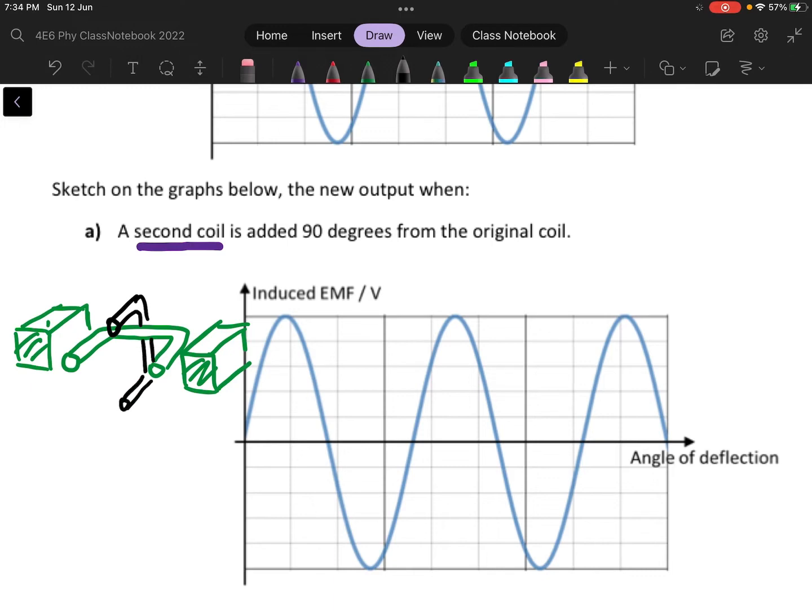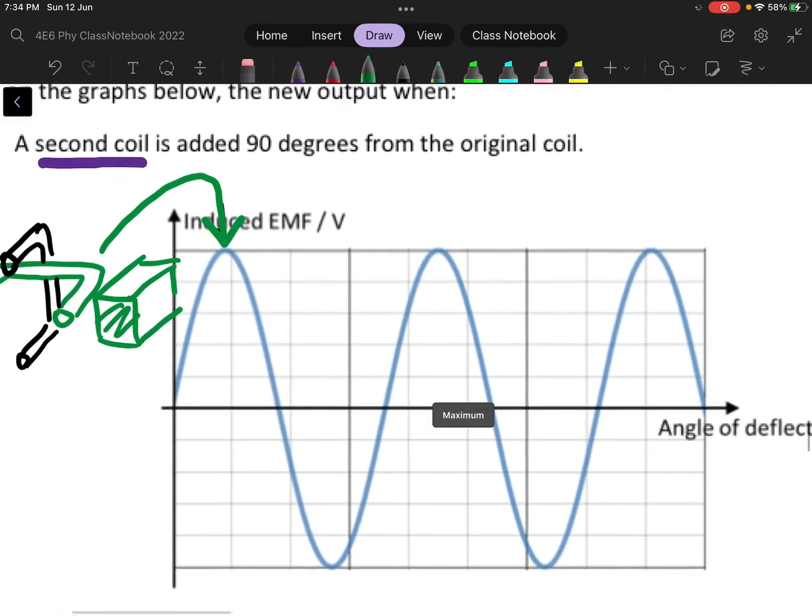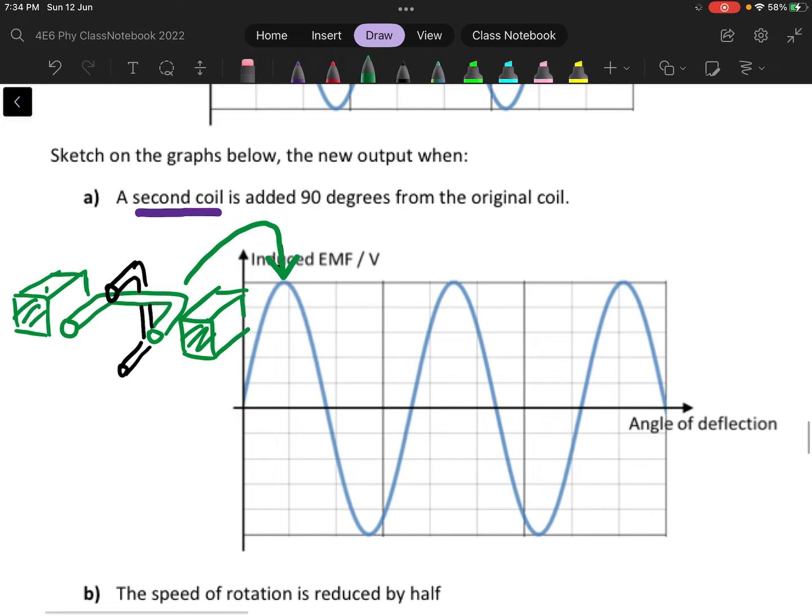right? So maybe this particular line that you are seeing corresponds to the green coil. So this blue line that you are seeing corresponds to the induced EMF produced by the green coil. So now they are asking you, what if now I add this black color coil? Can you add the induced EMF that is being produced by this new coil onto the same graph?